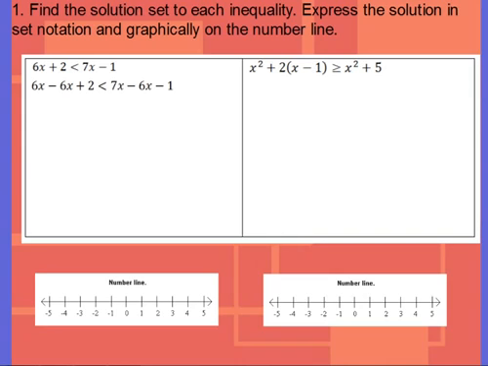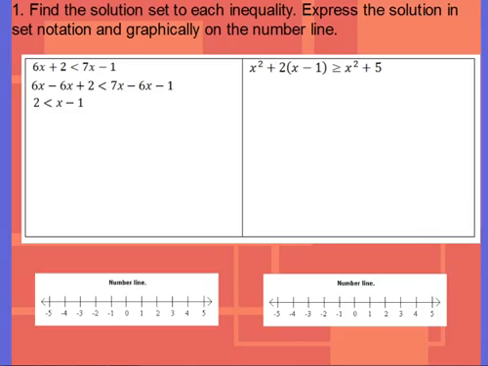Now once I have the 6x subtracted, it's time to simplify. So 6x minus 6x will make 0, and I'll be left with 2. 7x minus 6x will make 1x, or just plain old x. So simplified, it looks something like this. 2 is less than x minus 1.